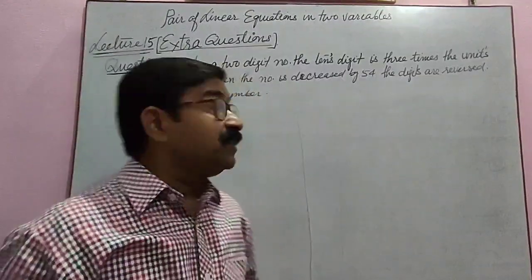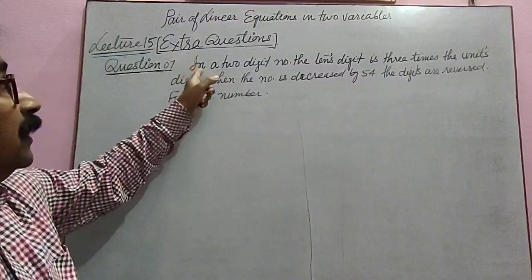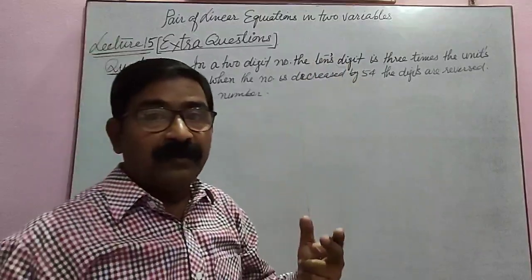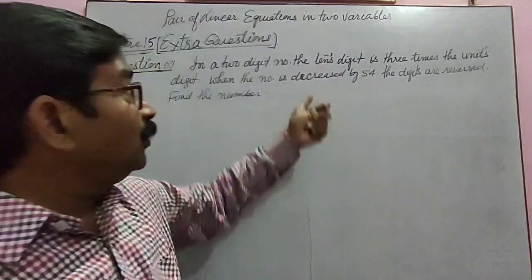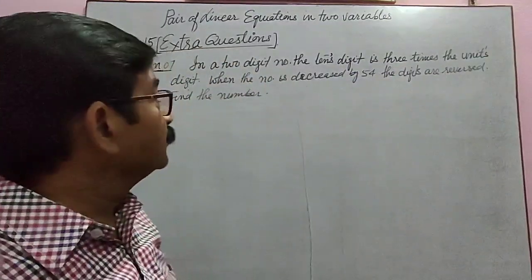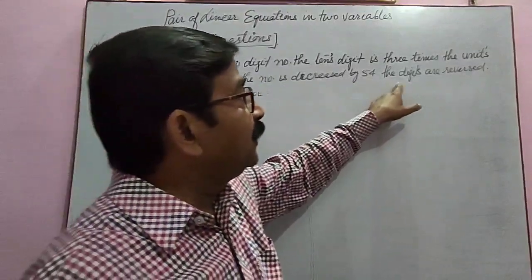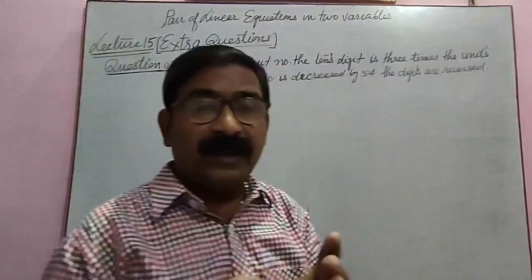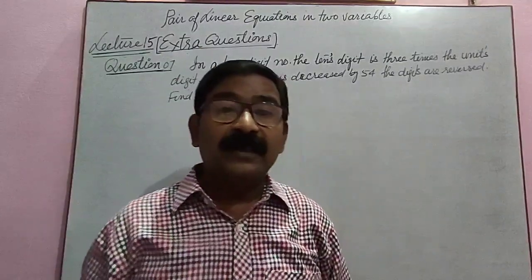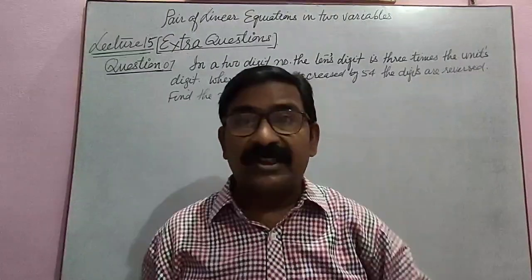Okay. Now let's see another important question of a 2-digit number. So in a 2-digit number we have tens place and ones place. Tens digit is 3 times the units digit. When the number is decreased by 54, the digits are reversed. Means tens place comes to ones place and ones place comes to tens place. Means suppose the number is 36, it is reversed and becomes 63.